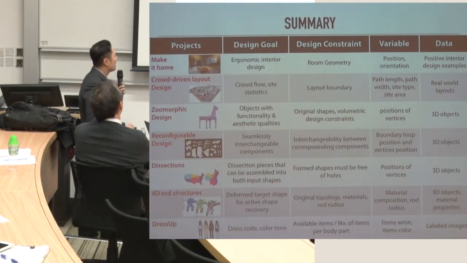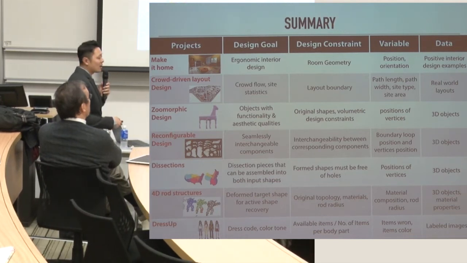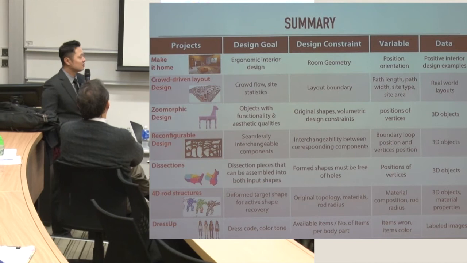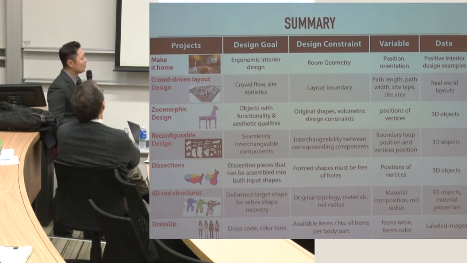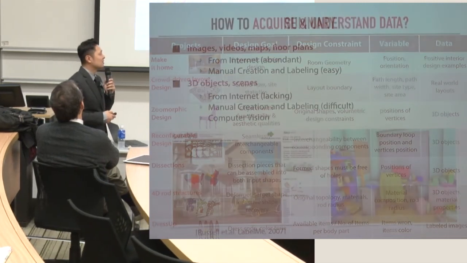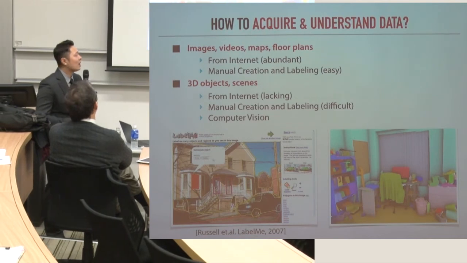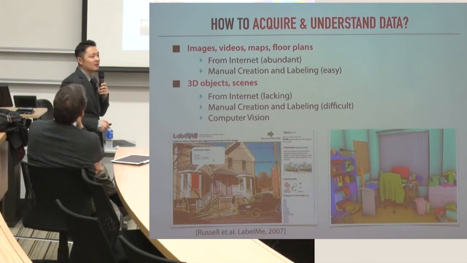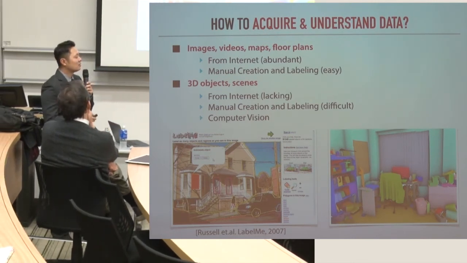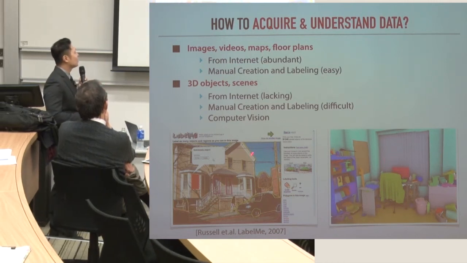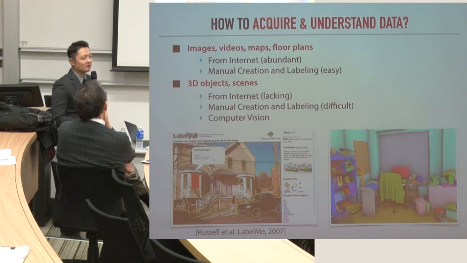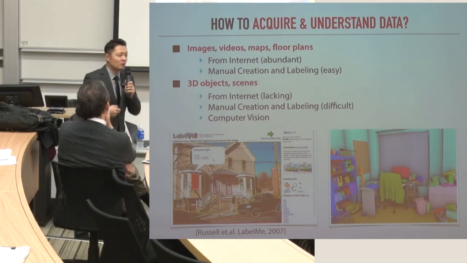So a quick summary, I've used different design examples to demonstrate how we use data and computational design framework to satisfy different design goals and to solve the design problems. So now, our next question will be how to acquire or understand data. If it's images or videos data, it will be easier. As I mentioned, now you can download them from the internet easily. Also, if you want to understand, doing labeling is relatively easy because there's a lot of labeling software too for images and video. But doing 3D objects will be more difficult.